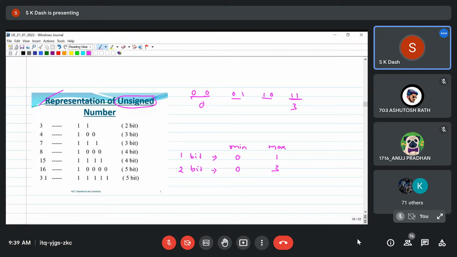Okay. Similarly, if I go for 3 bits, how many combinations are possible? 8 possible combinations are there. I'm not writing all of them, so let me write them out. These are the 8 possibilities.